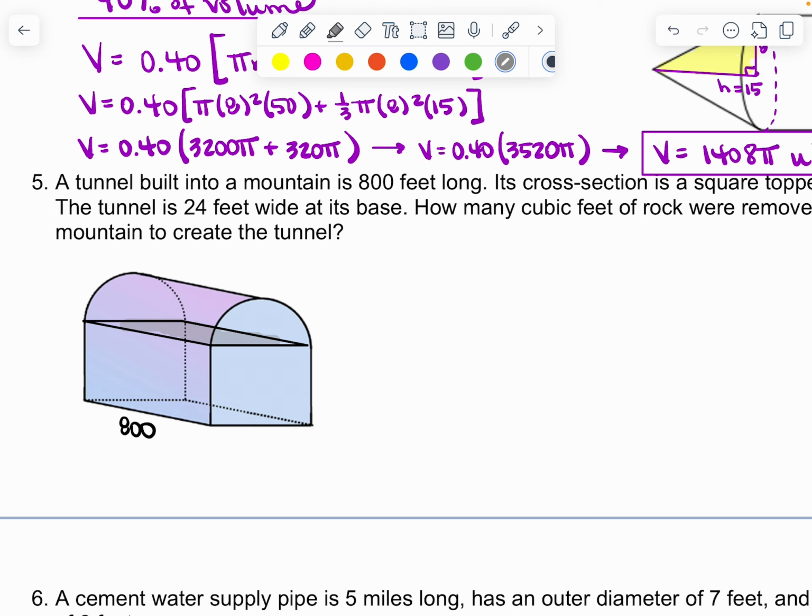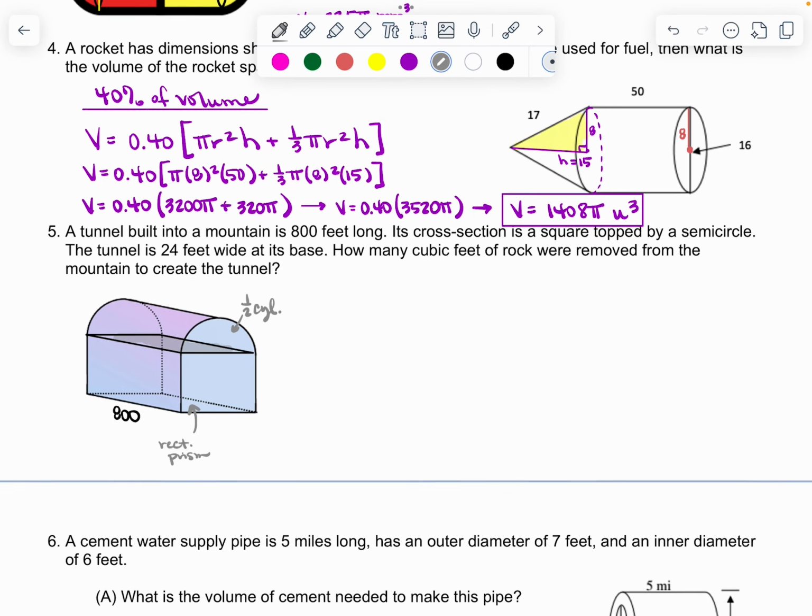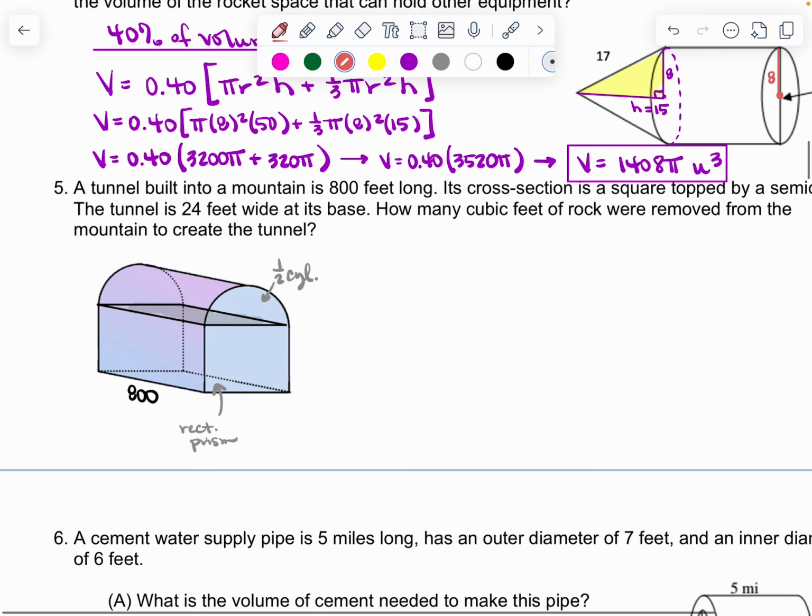This is the plane that separates the rectangular prism on the bottom and the half cylinder on the top. That's what I want to make sure you're seeing: this is a rectangular prism, and the top is half of a cylinder. That's what they're trying to get you to see. All right, so it says that the tunnel is 24 feet wide at its base.